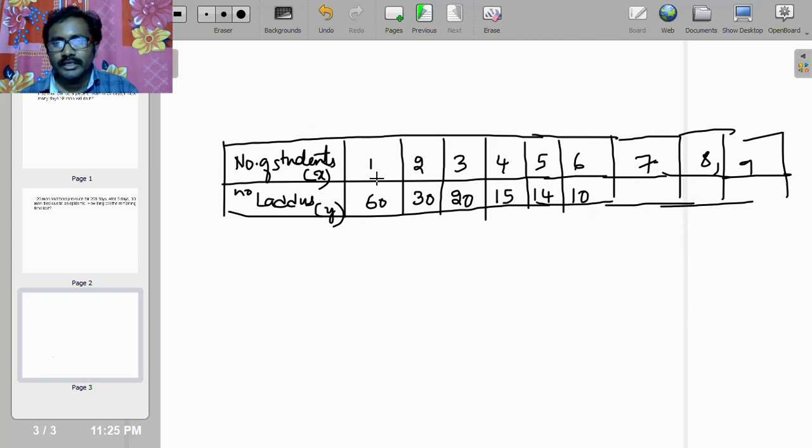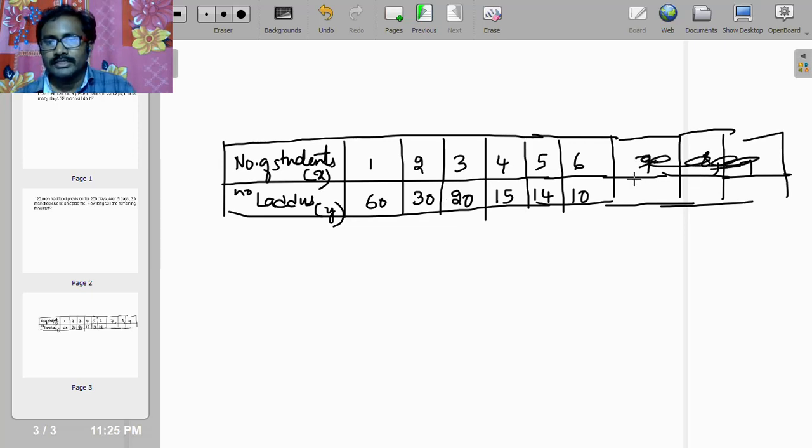So first what I did here: for one student I can share the laddus equally, 60. For the second student, I can share laddus equally, each one will get 30, 30, like that you will get. Okay, so I hope you understand this.